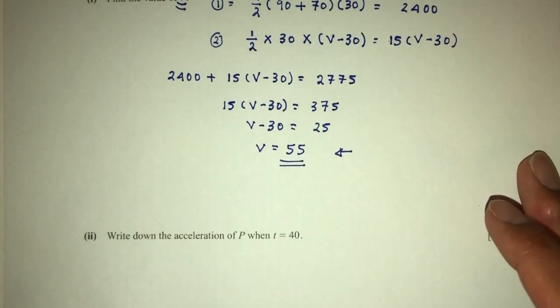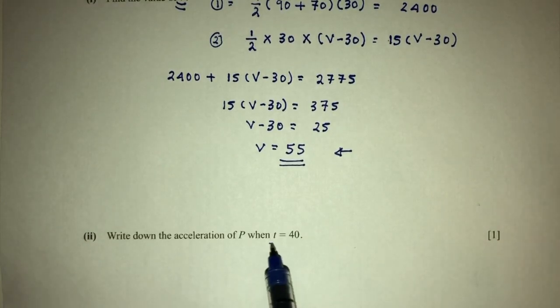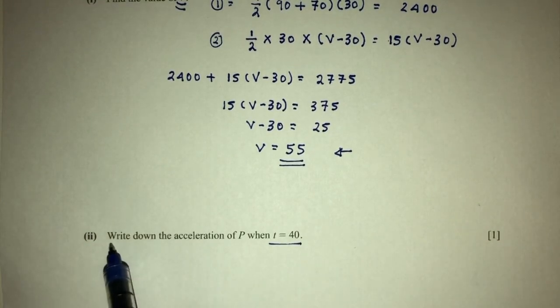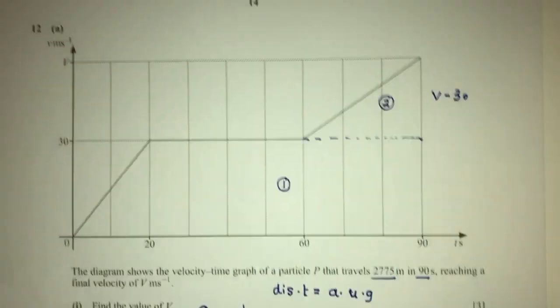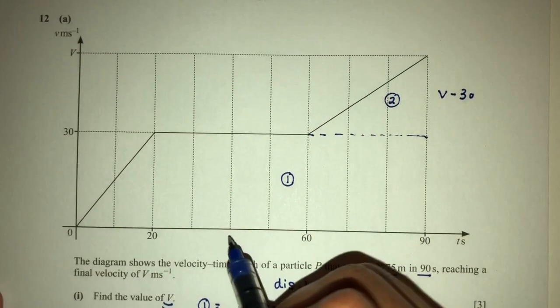Now part 2, here we have to write down the acceleration of P when t equals 40. Whenever you see write down, it means it should be pretty easy. Now where is t equal to 40? Let's go and see. So t equals 40 should be here.